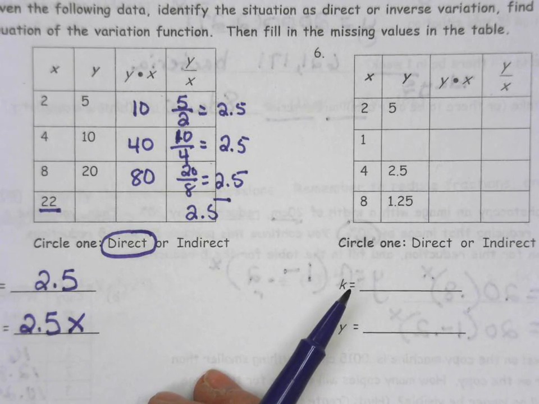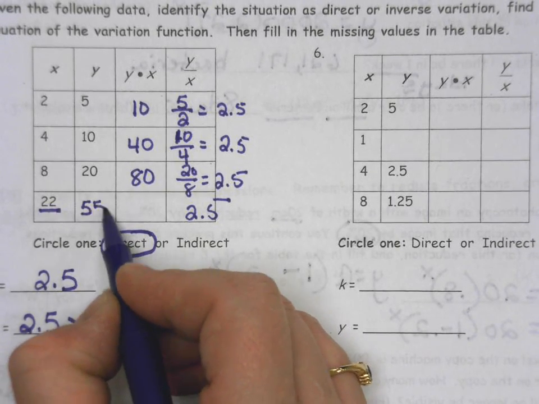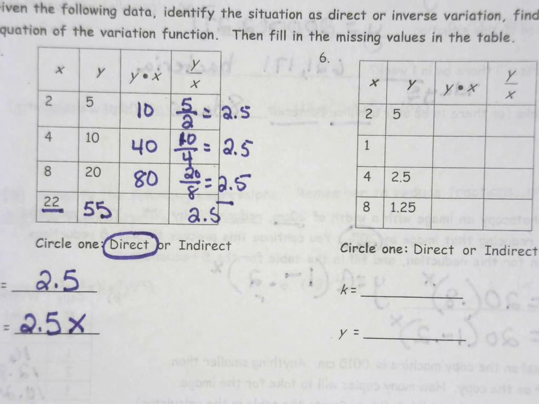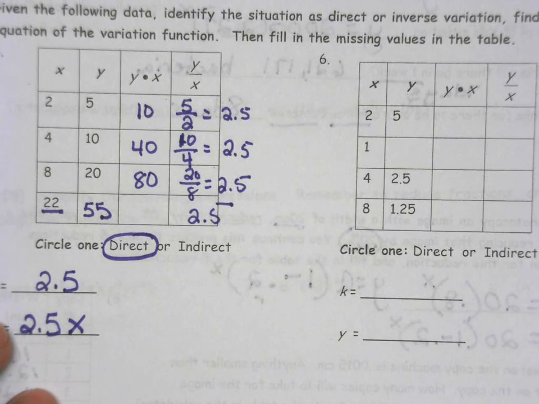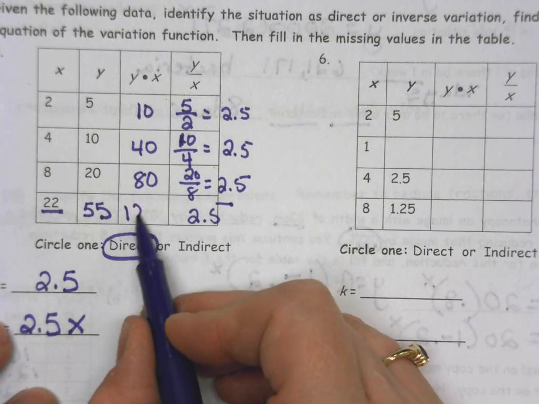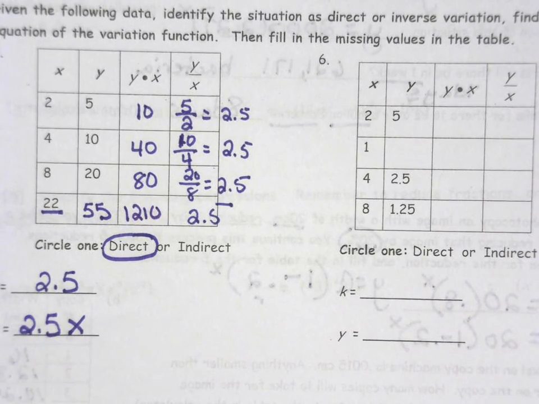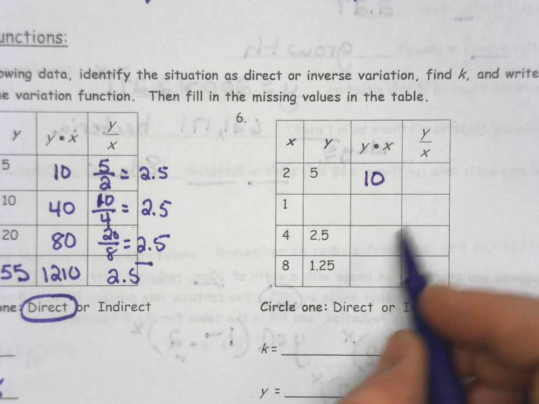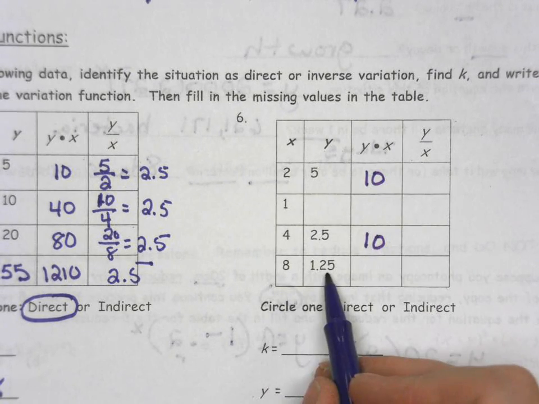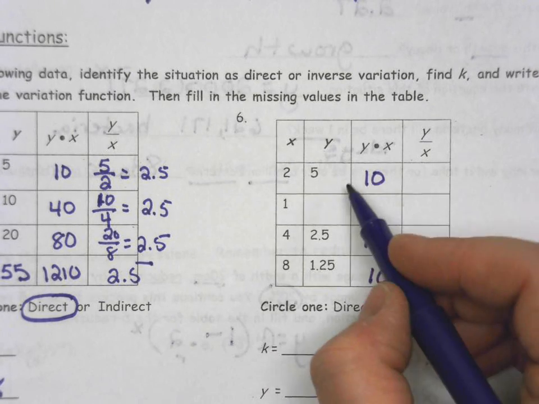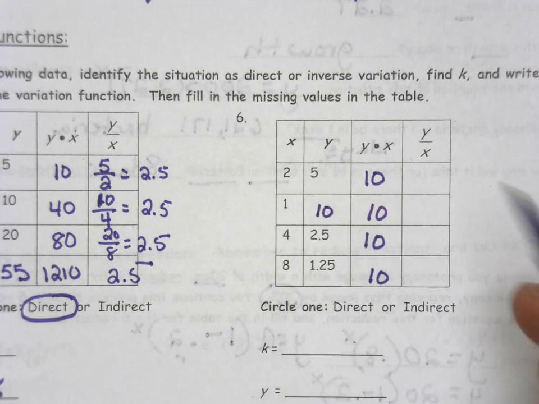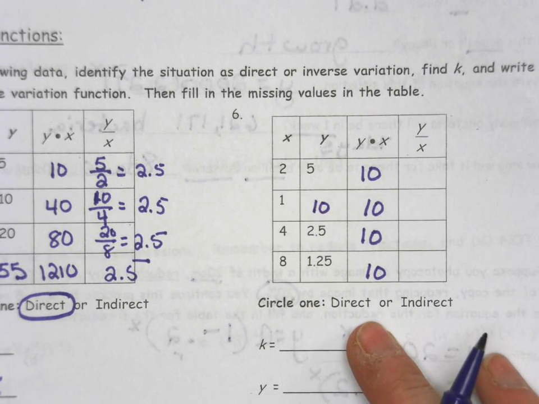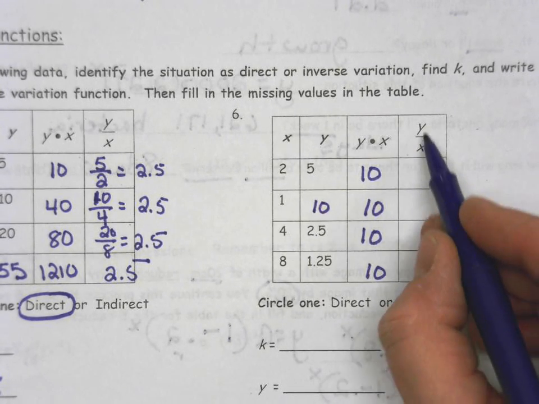So now to find 22, I would take 2.5 times 22, which would give me 55. And you could fill in the empty spot if you want to, which would be 55 times 22, which is 1210, but obviously y times x is not the same. The next one here, 2 times 5 is 10, 4 times 2.5 is also 10, 8 times 1.25 is 10, so that means this needs to be 10, because that would be 10. And so we can see it's going to be y times x.